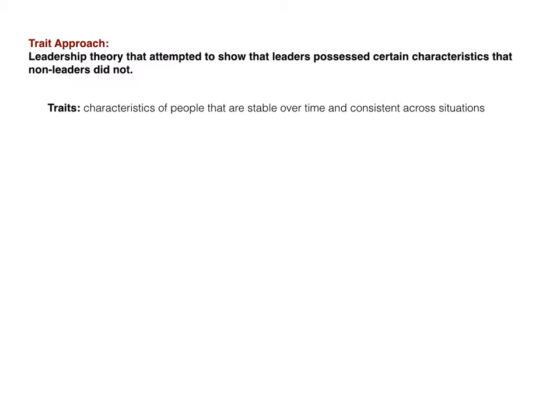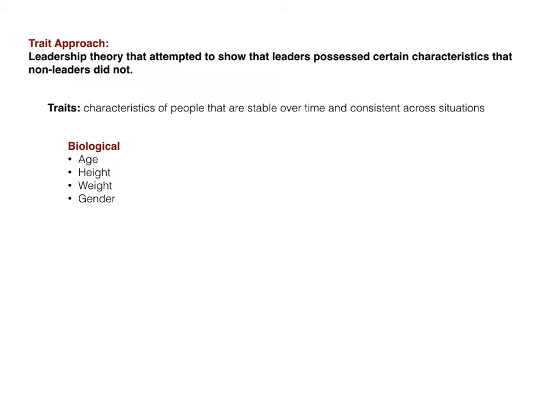In the trait approach to leadership, there's a belief that leaders possess certain traits that non-leaders do not. We can define traits very broadly as characteristics of people that are stable over time and consistent across situations. There are three broad categories of traits that have been studied in relation to leadership effectiveness. The first one is biological traits such as age, height, weight, and gender, or the relationship between these characteristics of the individual and their effectiveness as a leader.